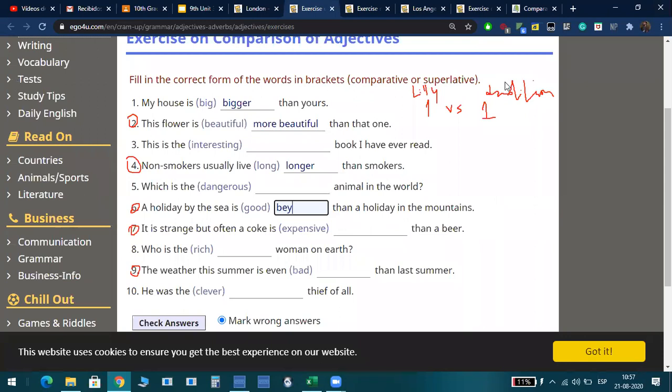Respects, Miss Antonia. Better. Yes. So holiday by the sea is better than holidays in the mountains. Do you think that's true?